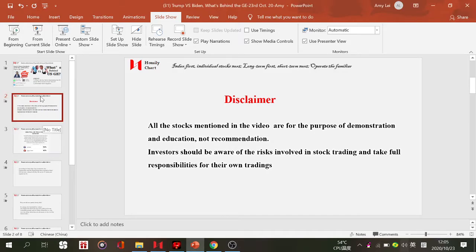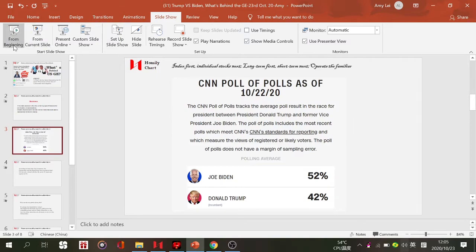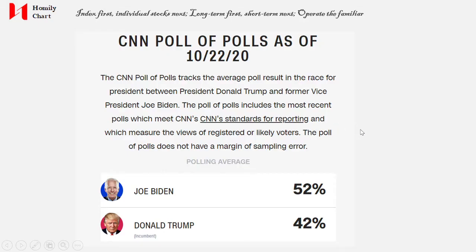And then let's begin our topic for today, right? When it comes to the US general election, what's the latest status quo? According to the CNN poll of polls as of yesterday, 22nd October 2020, currently Joe Biden has 52% of the support and Donald Trump has 42%. We see obviously Joe Biden is leading by roughly 10%, right?